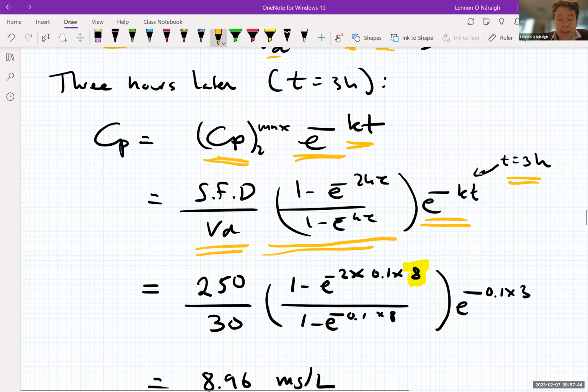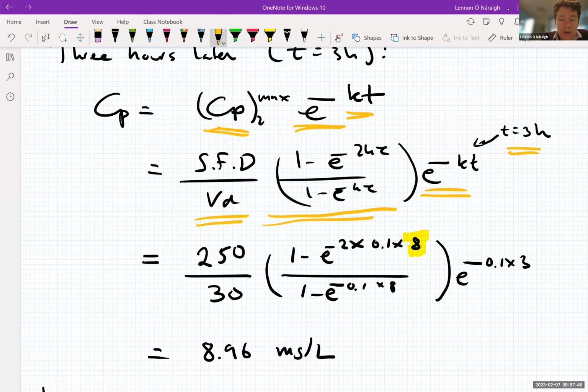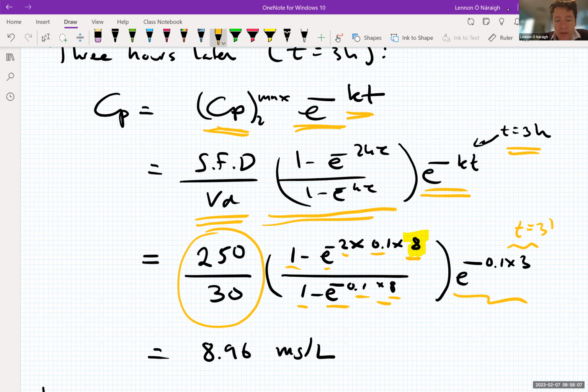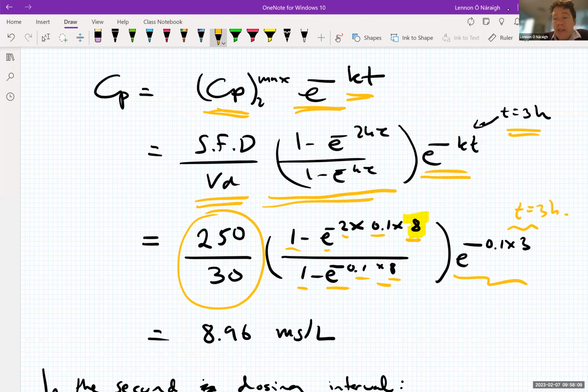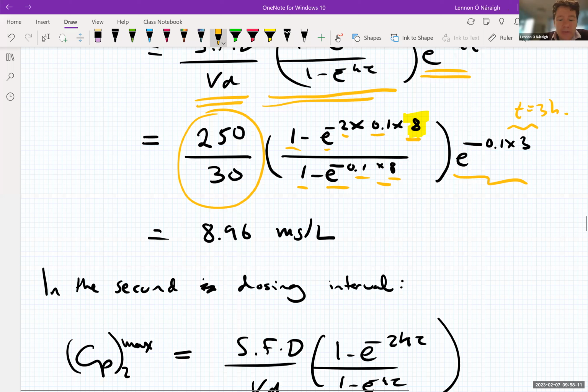I fill in for SFD over Vd, 250 milligrams over 30 liters, and then 1 minus e to the minus 2 times 0.1 times 8, so tau is 8, and the 8 downstairs again, and the 0.1 for the elimination constant. Then hit with the exponential factor where t is 3 hours. This works out as 8.96 milligrams per liter.